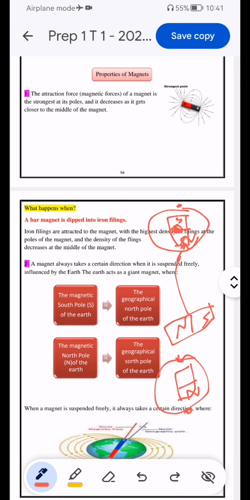The magnet inside the Earth will be opposite. The south pole of the magnet we have suspended freely is attracted to what? The opposite pole of the Earth. Okay? Look at this. The magnetic south pole of the Earth is what? The geographical north pole of the Earth. Okay? The south pole of the Earth is the geographical north pole. But the magnetic north pole of the Earth is what? The geographical south pole. Okay? So the magnetic poles are opposite to the geographical poles.